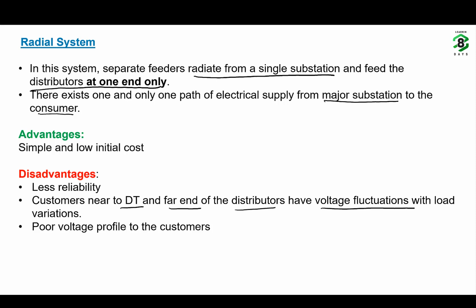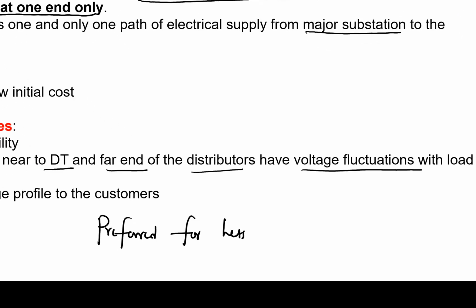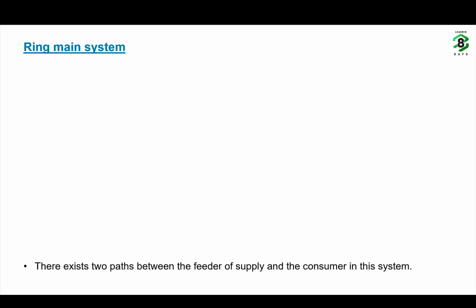Okay, so for whom we prefer the radial distribution system? We prefer radial distribution to the customers from whom we'll get less revenue, or the customers who pay less tariff. Normal public. So radial distribution system is given to normal public who give less tariff, less electricity energy charges. Okay. The second is ring main system.